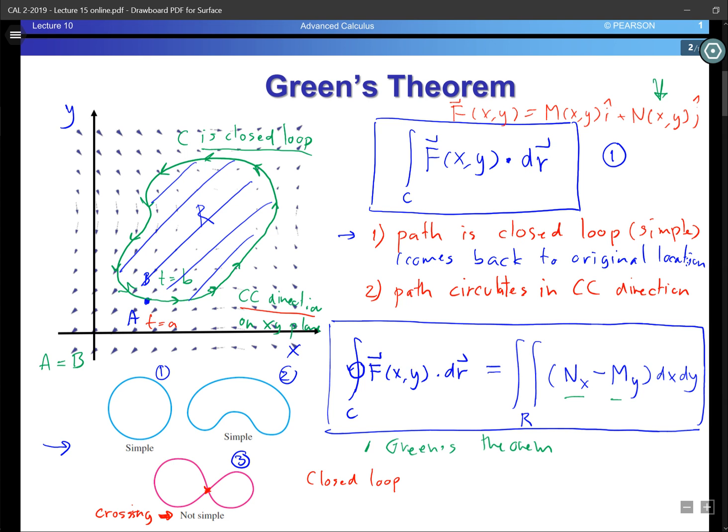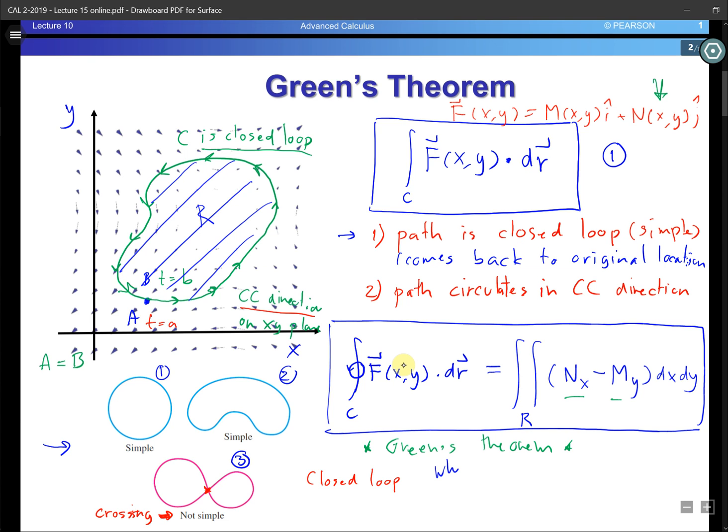Alright. What is special about this? So if you have this condition met, it means that you don't have to perform line integrals. All you need to do is just to perform the easier double integrals.